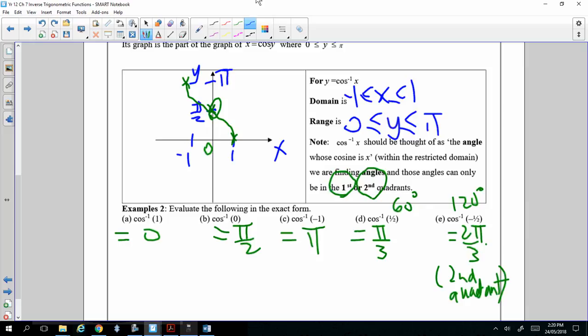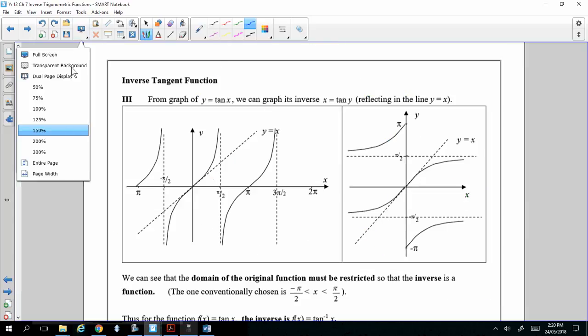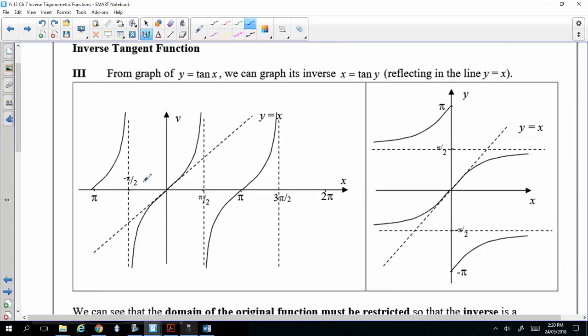All right, good. Let's go to tan inverse. With the tan inverse, again, it doesn't have an inverse, so we restrict the domain. The way we restrict the domain is exactly the same as the way we restrict the sine graph. So we're going to restrict between negative pi over 2 and pi over 2. We're going to just take this part here and reflect it around this line, like that. Reflect this about the line y equals x, and you will get this graph.